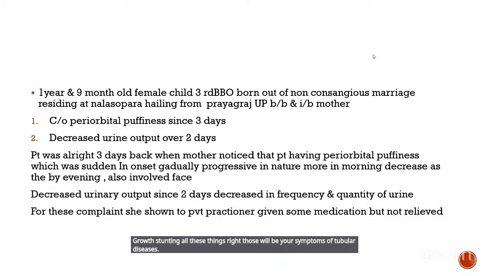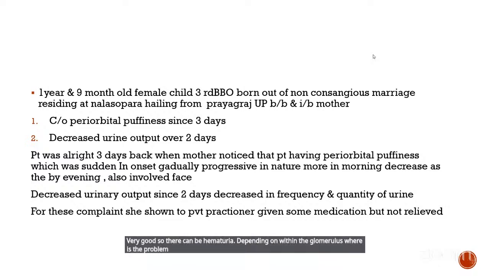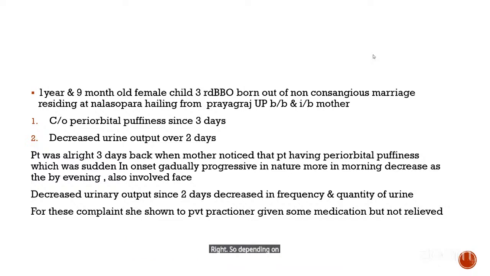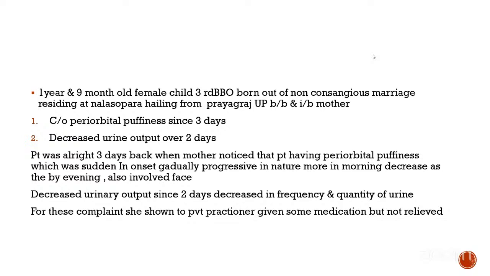What about glomerular? Very good. There can be hematuria depending on where the problem is within the glomerulus. Within the glomerulus, you can further subdivide it into epithelial disease, endothelial disease and interstitial disease, right? Depending on where the problem is, you can have additional hematuria. What else? Proteinuria is edema; it's from edema that we started on proteinuria. Any other symptoms?